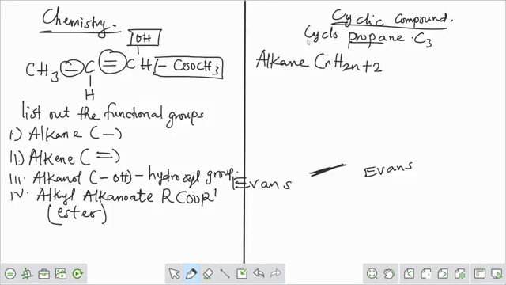Now for a cyclic compound, you'll be removing 2 hydrogens. So if methane is CH4, there's nothing like cyclomethane, and there is nothing like cycloethane. So it starts from propane. Do you get? So if propane is C3H8, cyclopropane will be what? If you know it, drop it in the comment section.